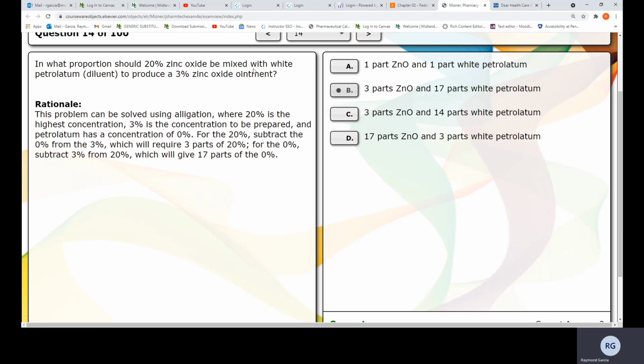Usually, whenever they say you got 1%, and then this other part you got to mix with, and they don't give a percent, it's usually going to be 0.